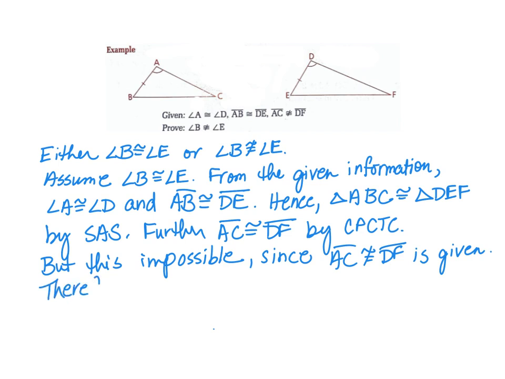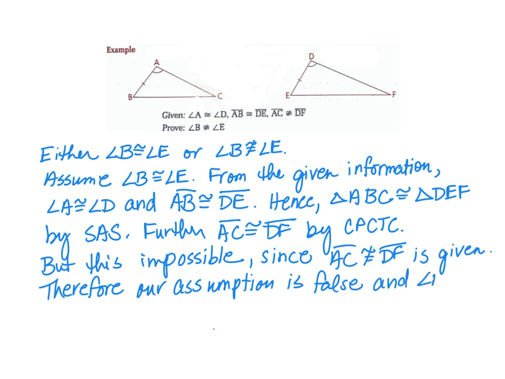Therefore, our assumption is false, and angle B is not congruent to angle E because this is the only other possibility.